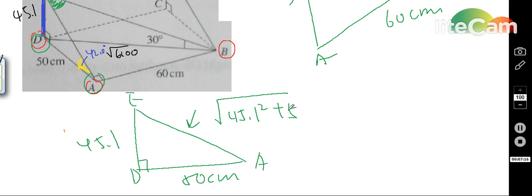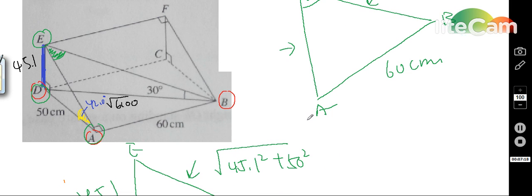Square plus 50 square, so that we have the answer of EA. Have the calculation first. 45.1, and we have the answer around this one. As I mentioned before, we need to take the full answer of this one from question A, so that this answer can be much more accurate.